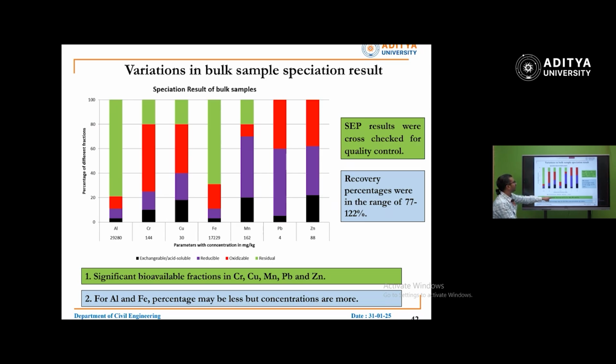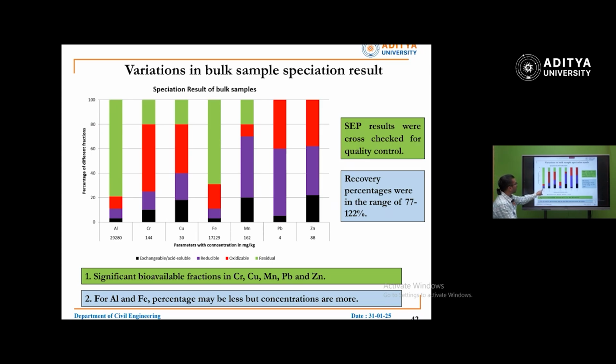So there are bioavailable fractions in chromium, copper, manganese, lead, and zinc. As you can see, the oxidizable fraction is also very high. From this chart you can see the residual fraction, that means the fourth fraction, is very less in chromium, copper, manganese. So that means these are highly adulterated due to anthropogenic activities.